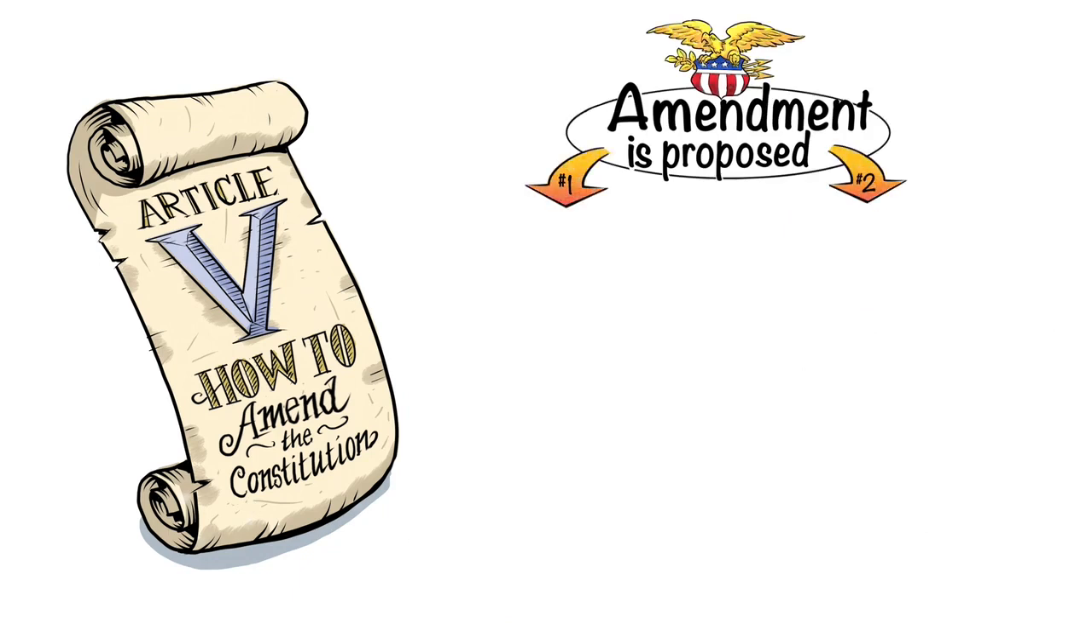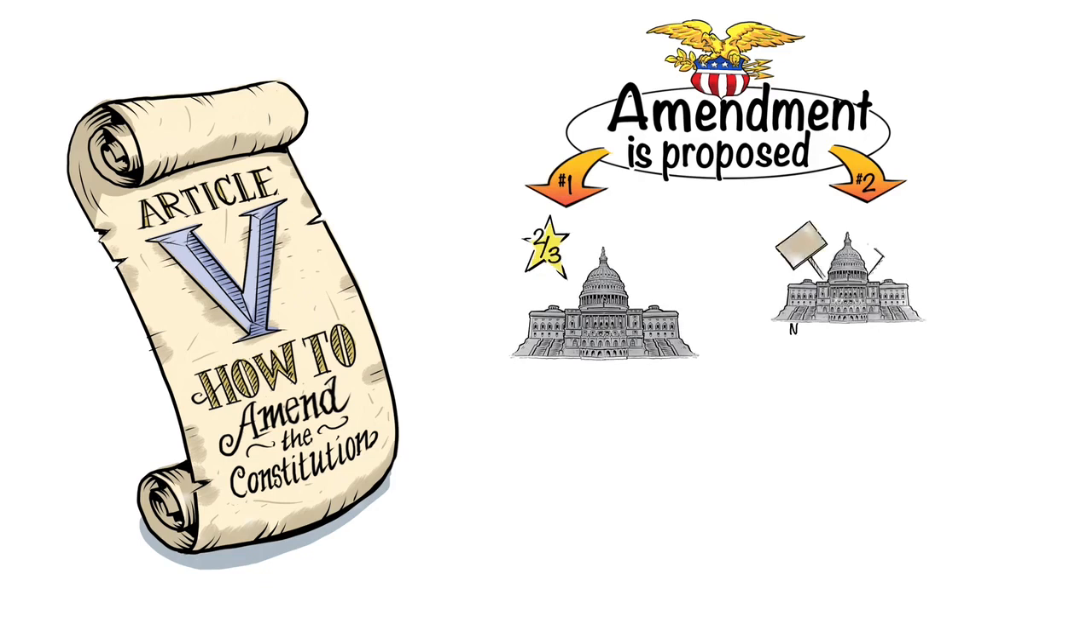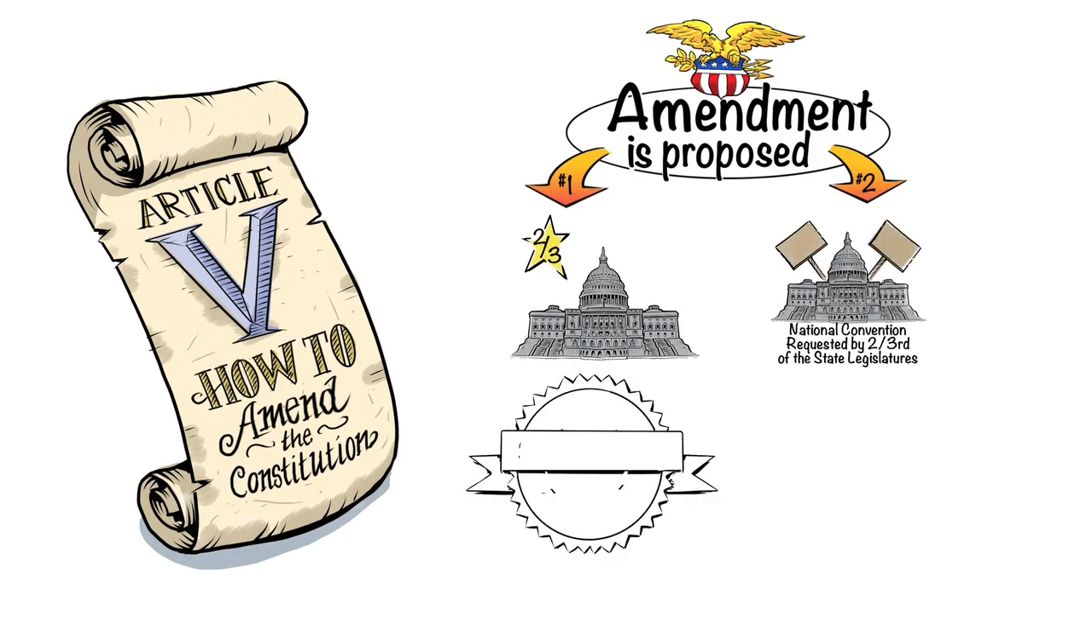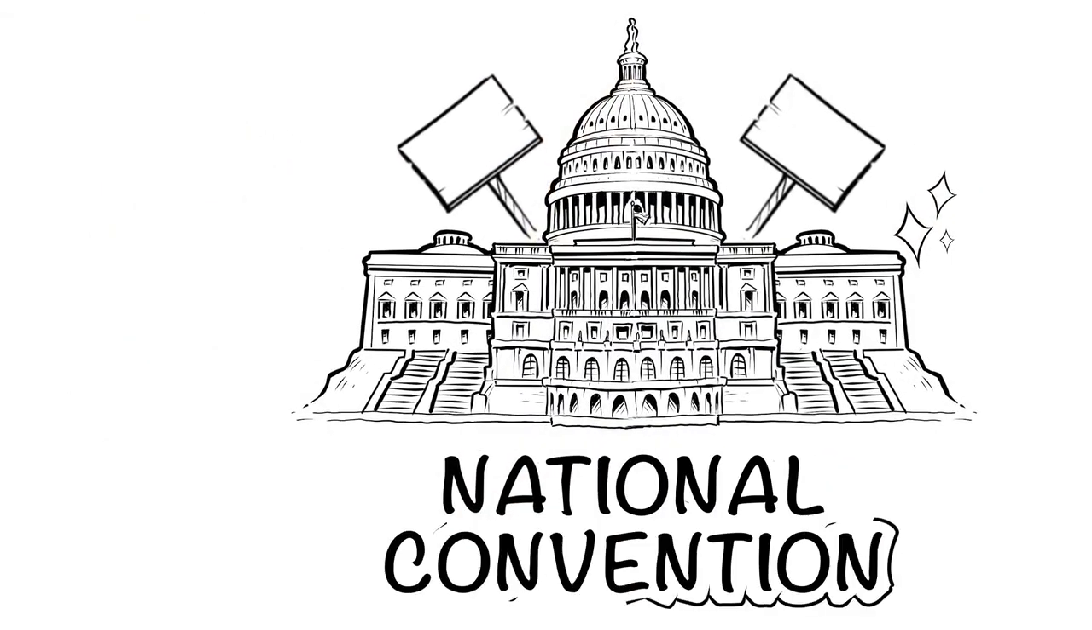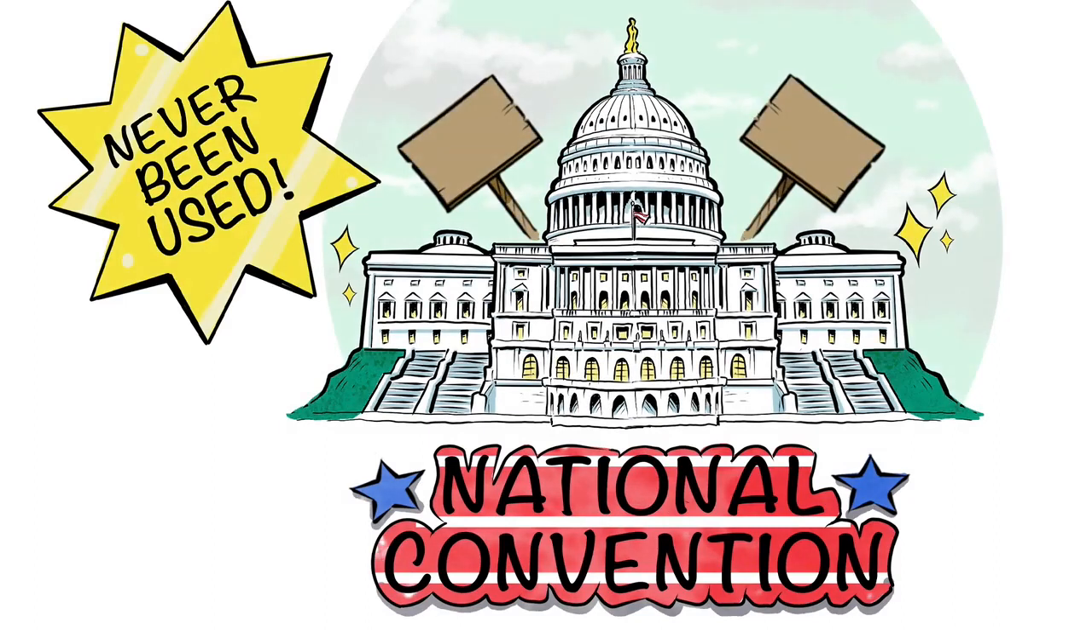The first method of proposal is a two-thirds vote in both houses of Congress. The second method is by a national convention called by Congress at the request of two-thirds of the states. Interestingly enough, the National Constitutional Convention method has never been used.